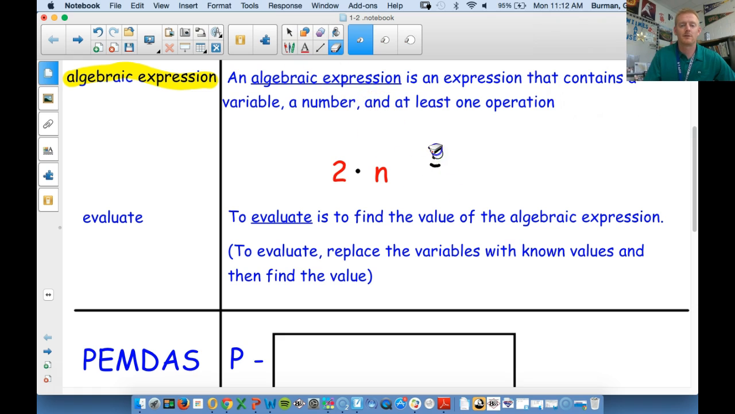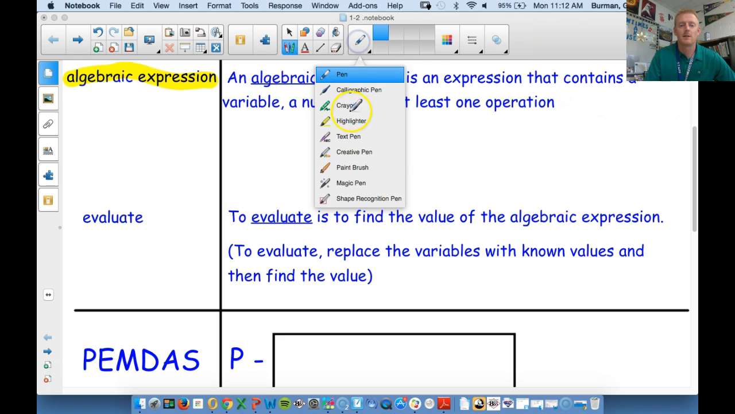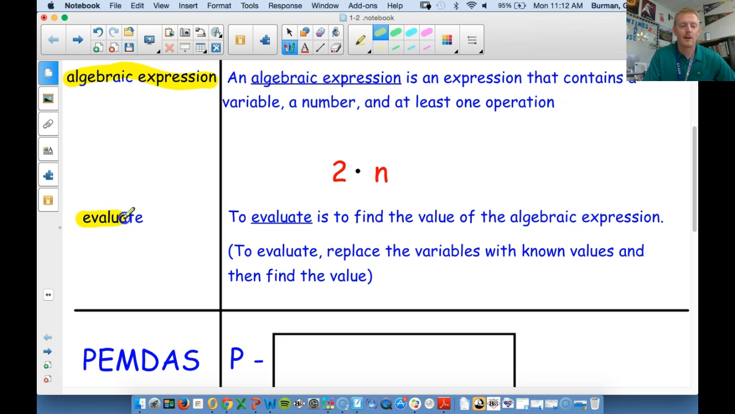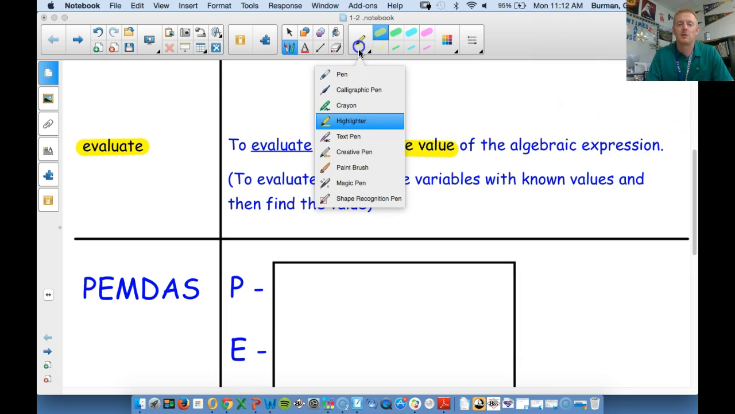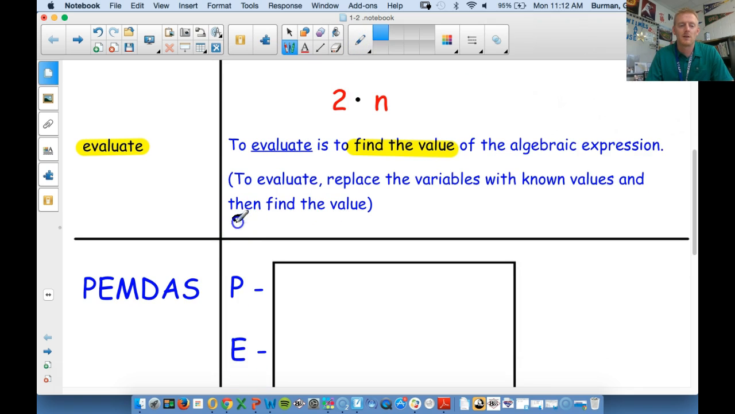All right. And then evaluate. The word evaluate is going to help us to find a value. So that's the big thing. It's going to find a value of an algebraic expression. And that's how we need to understand that you're simplifying, or you might be solving the math problem. Simplifying or solving, maybe it's an expression.